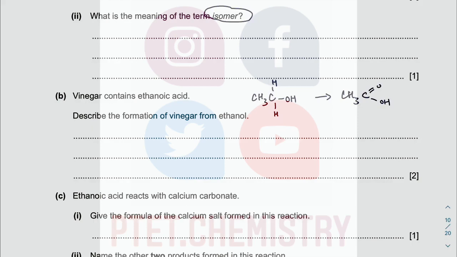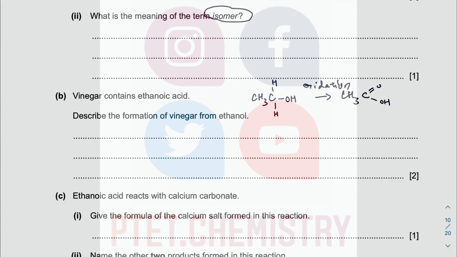This carbon has 2 hydrogens to begin with. This carbon now has no more hydrogen. In terms of organic chemistry, this carbon has lost hydrogen in going from here to here. This is an oxidation of alcohol to give you carboxylic acid.